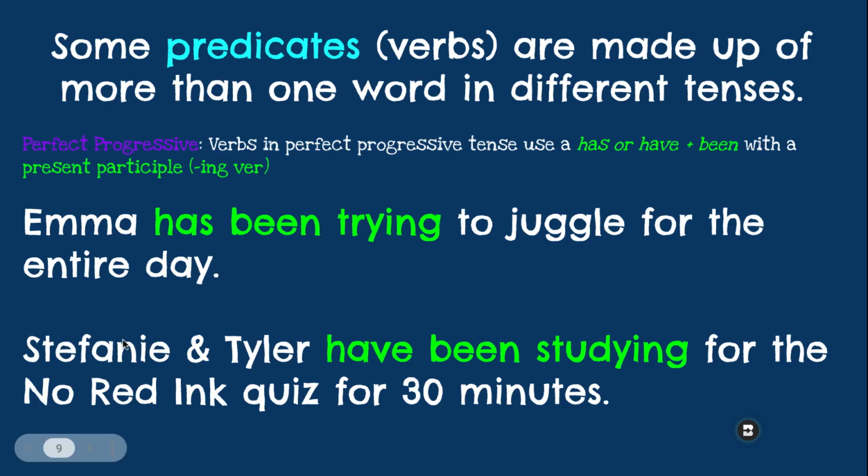In the next one, Stephanie and Tyler have been studying for the No Red Ink quiz for 30 minutes. Studying, that's the action. So that is part of the predicate. But for the complete predicate phrase, we have to include have been studying in order to get it right in your homework and on your quiz.